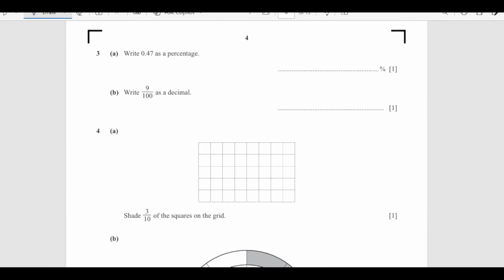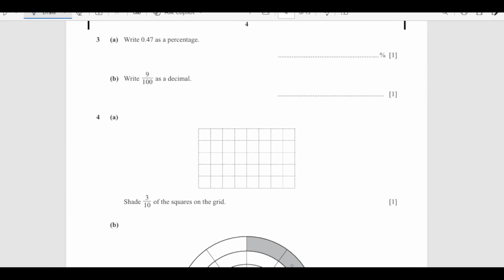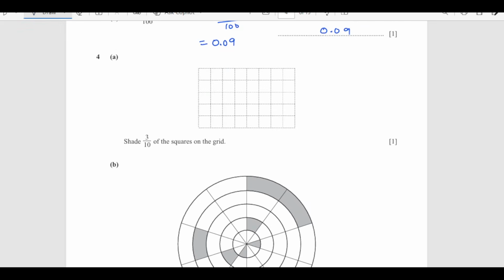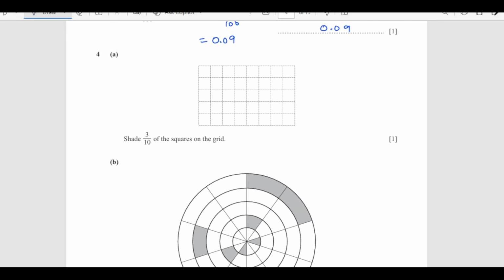Now number 3, write 0.47 as a percentage. So we remove the decimal like this over 100, right? There are 2 digits after the decimal, and our percentage is out of 100, so multiply it by 100. So we got here 47. So now 9 over 100 as decimal, 9 over 100. There are 2 zeros, so it should be 2 decimal places, 9, and we put 0 here, then we put decimal, so 0.09.